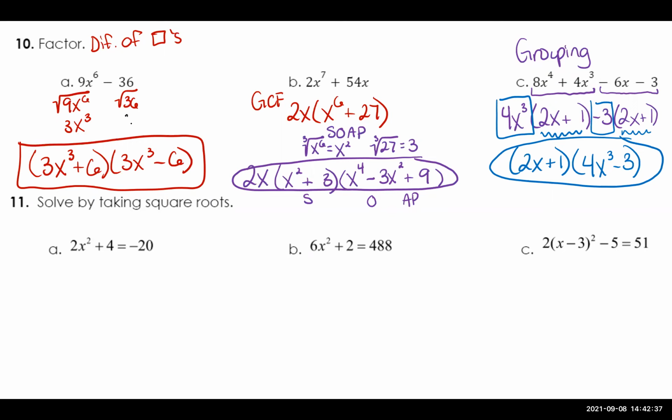Oh, I lost my 6 now. So I'm going to take a GCF of 3 out of that first parentheses and then a GCF of 3 out of that second parentheses.